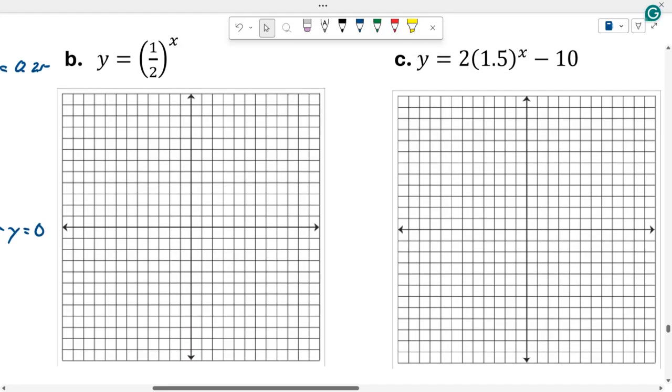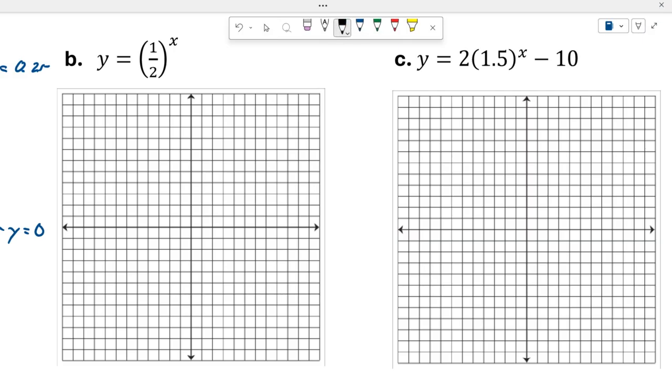Okay, B. So for B, in some ways, B is very similar to A in that it's just some number to the x power. So again, we don't have a horizontal shift, we don't have a vertical shift, we don't have a stretch. There's no coefficient in front of the 1/2, but it is going to be different in one, maybe two key ways that we're going to see in just a second.